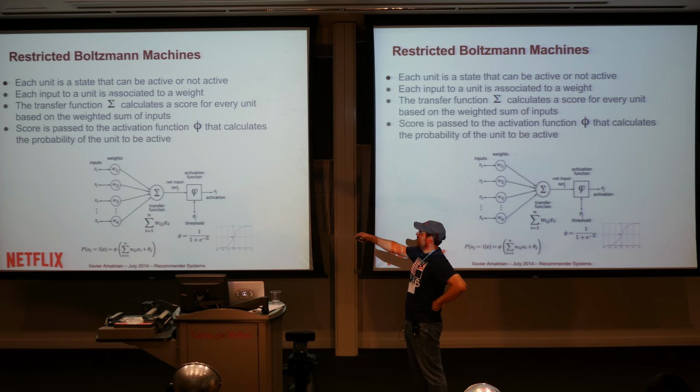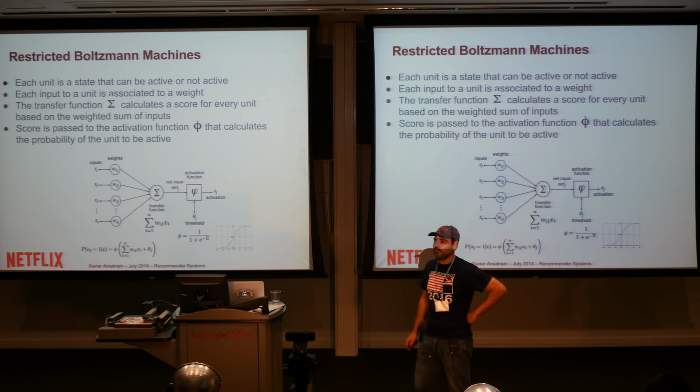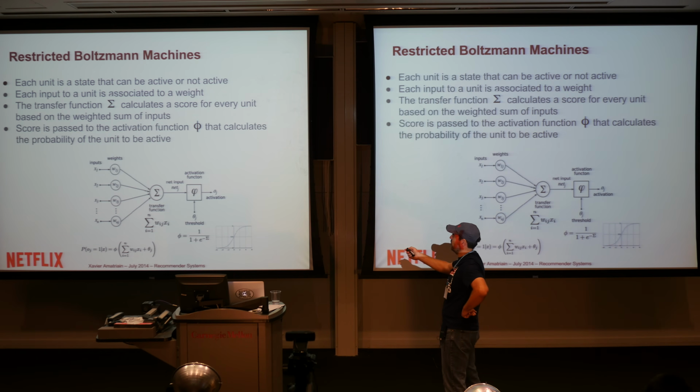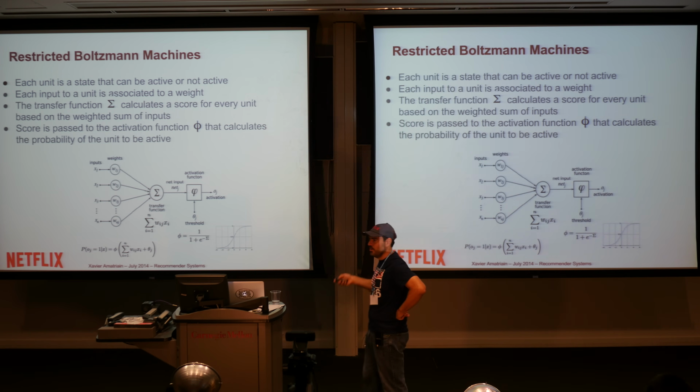So again, a score is passed to the activation function here, and that activation function, given the threshold that we have, is going to decide whether that cell is active or not. And there are different functions here that you can use, like a softmax or others.